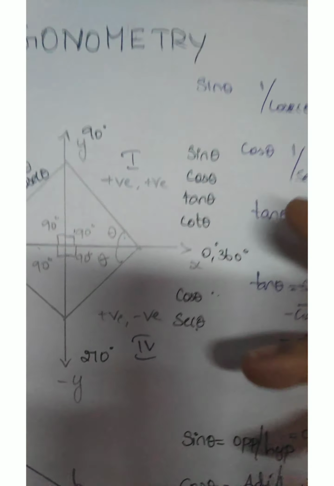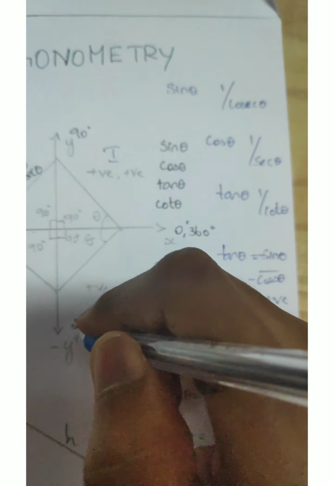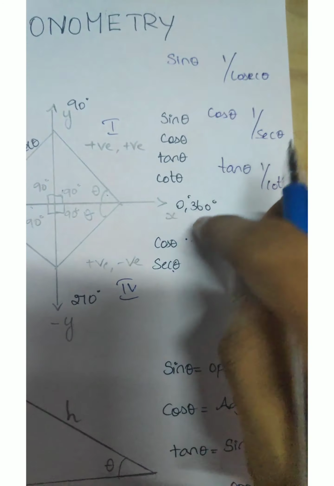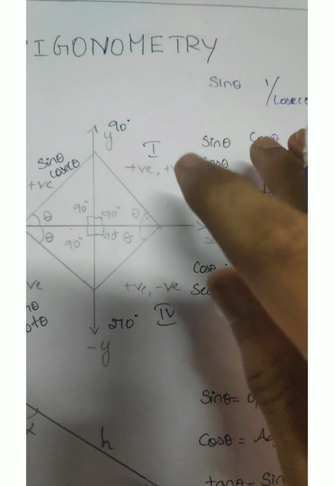Coming to the fourth quadrant, the x-axis is positive and the y-axis is negative. Hence, the y-axis being the opposite side, the sine value becomes negative and cos becomes positive. So cos is the inverse of secant theta, so both values are positive and the rest of the values are negative.